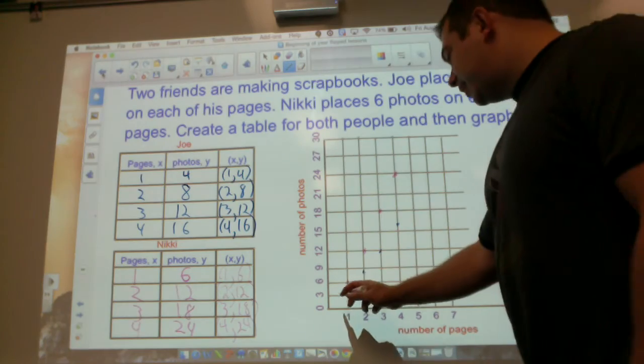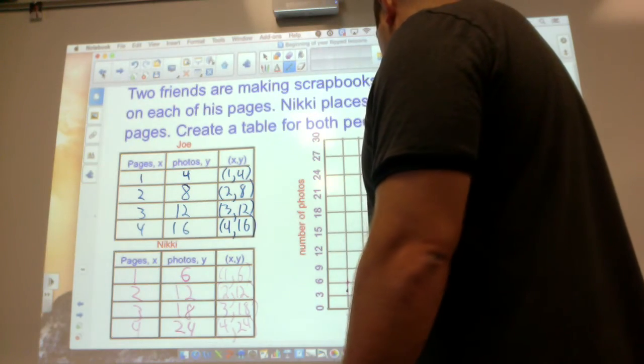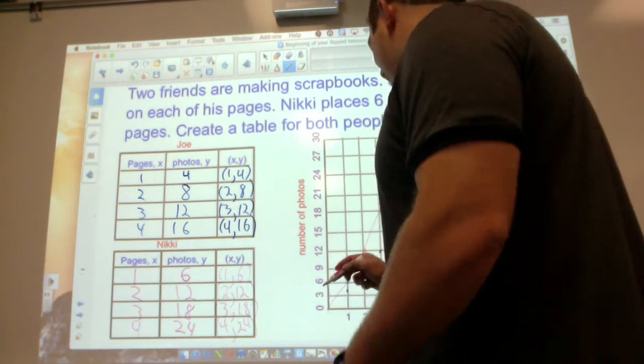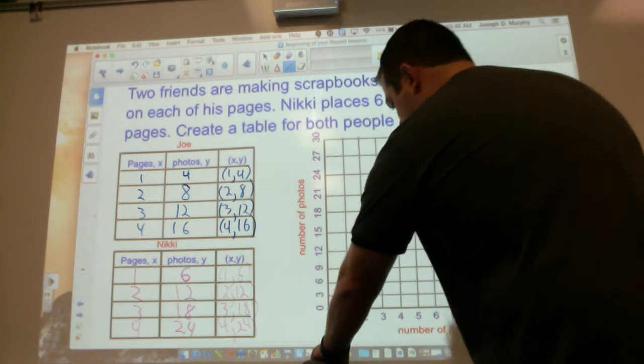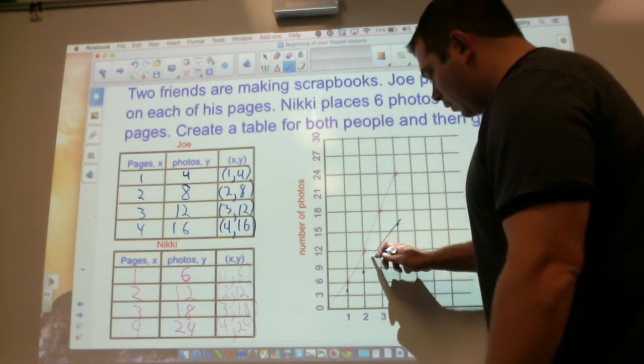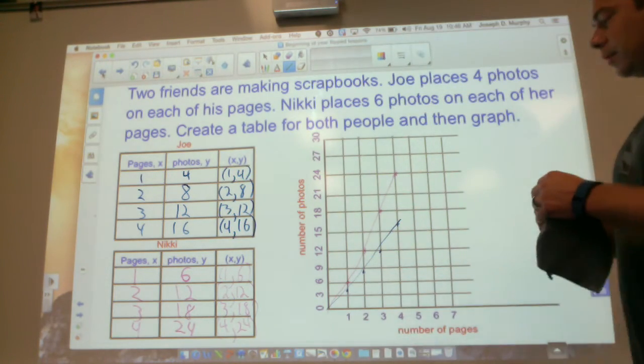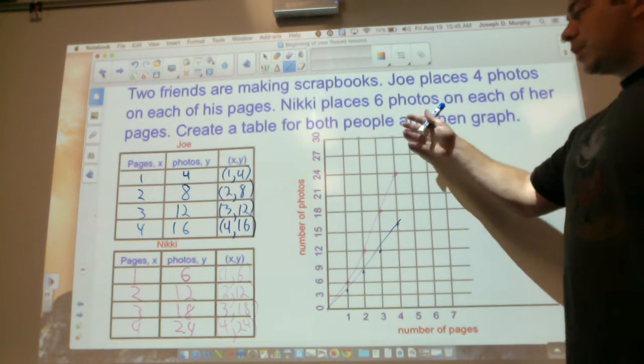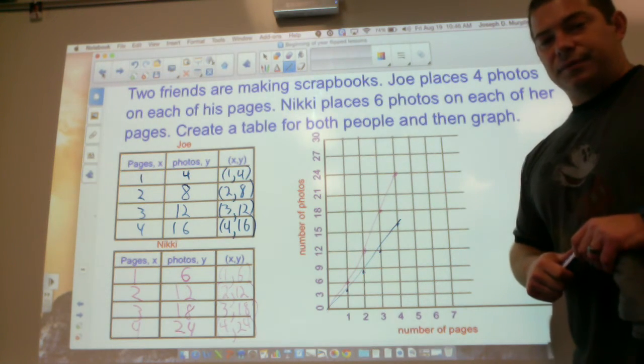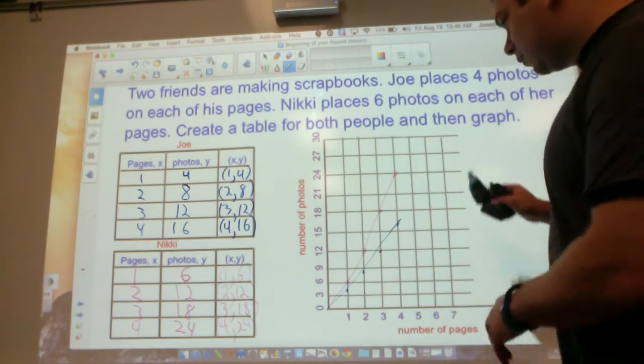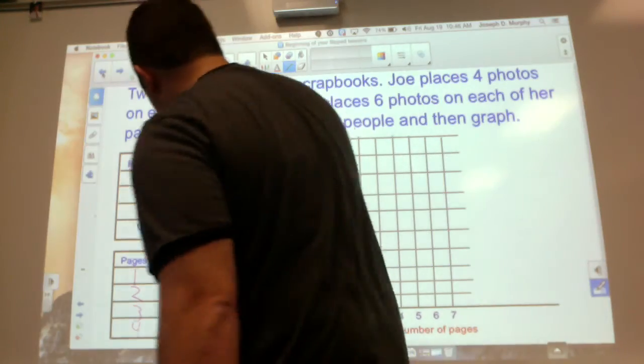If I connect my dots here, I could see that Nikki is going at a much faster rate than myself. Okay? So she's going to have a lot more photos quicker as she continues her scrapbook. All right? Now it's going to be your turn.